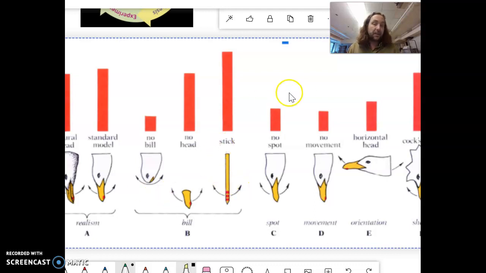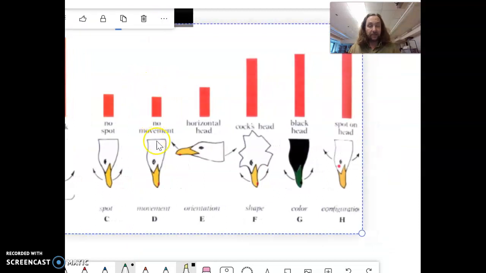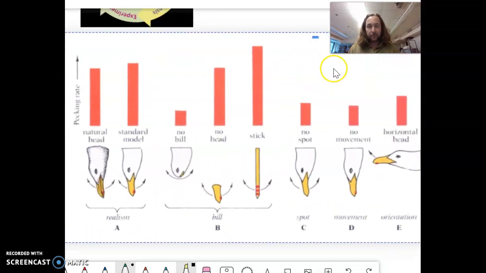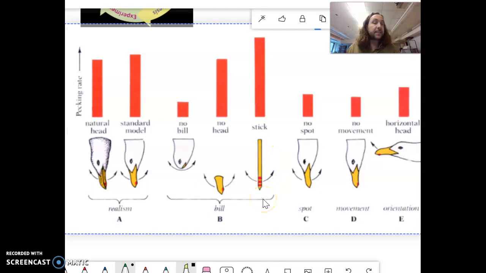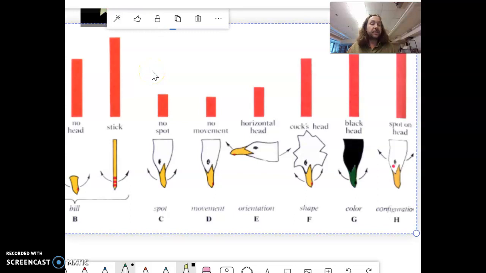So he asked, well, does the movement matter? Is that part of the cause? He had moved the bill and the stick. And part of good experimentation, guys, is not changing everything at once. So when he took the bill away or the beak away, he kept moving the head in a natural pattern, right? And then later on, when he wanted to just test movement, he kept the whole head in there, and removed the movement only. Kept the dot in the right place and everything in the right place and tested movement.